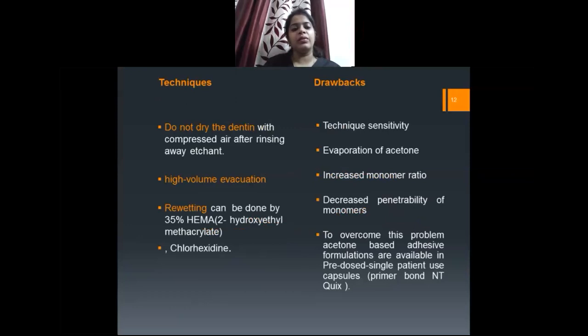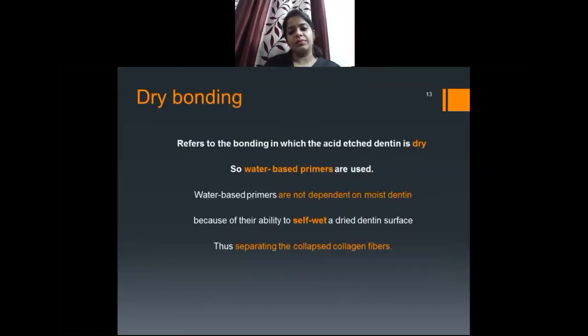The technique is: do not dry the dentin. High volume evacuation is used. Rewetting can be done by 35% hydroxyethyl methacrylate or chlorhexidine. Whereas the drawbacks are technique sensitive evaporation of acetone, increased monomer ratio, and decreased penetrability of the monomer. To overcome this problem, acetone based adhesive formulations are available in predosed single patient use capsules.